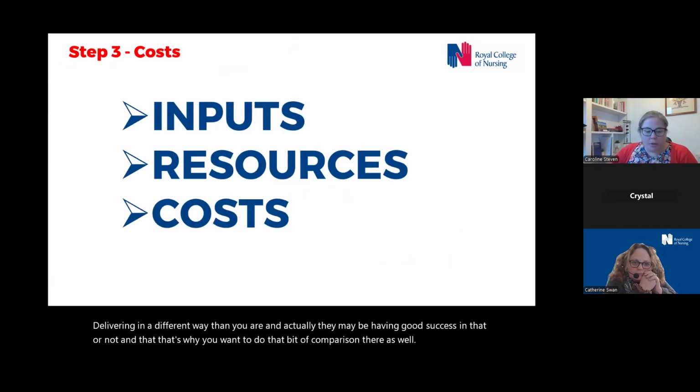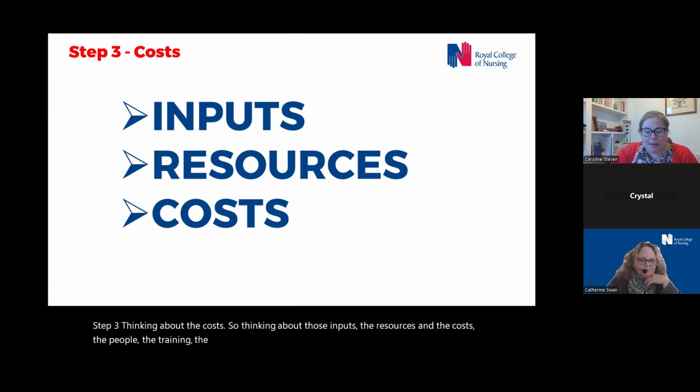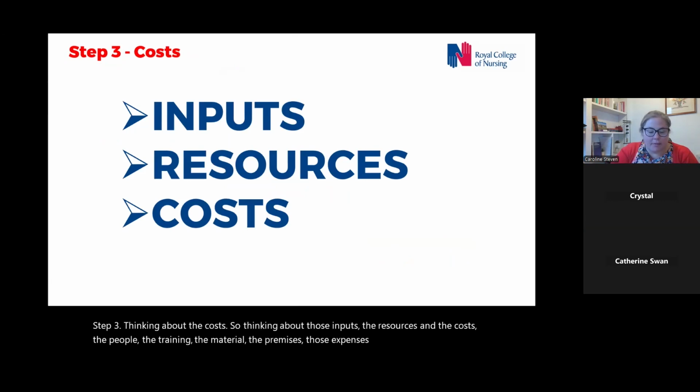Step 3, thinking about the costs. So thinking about those inputs, the resources and the costs: the people, the training, the material, the premises, those expenses, travel, budget, environment. Remember to be robust and show true costs around, obviously, staff costs, even VAT, subscriptions, etc.